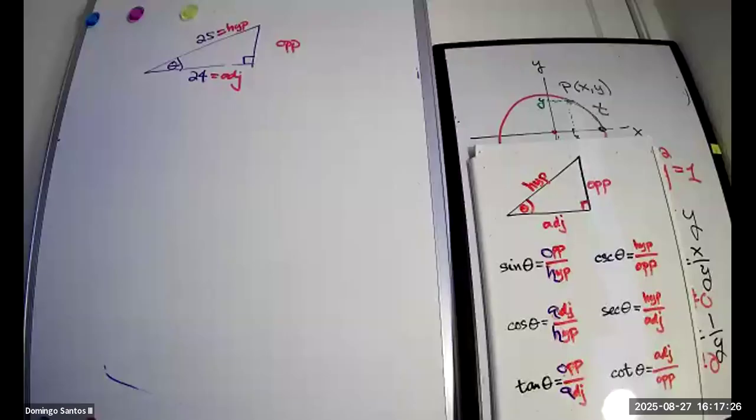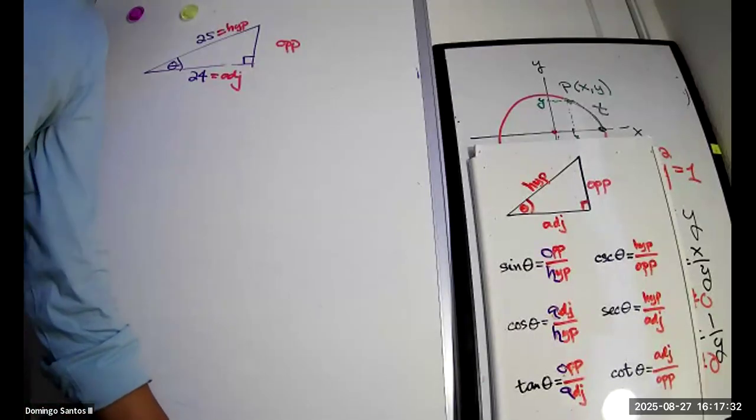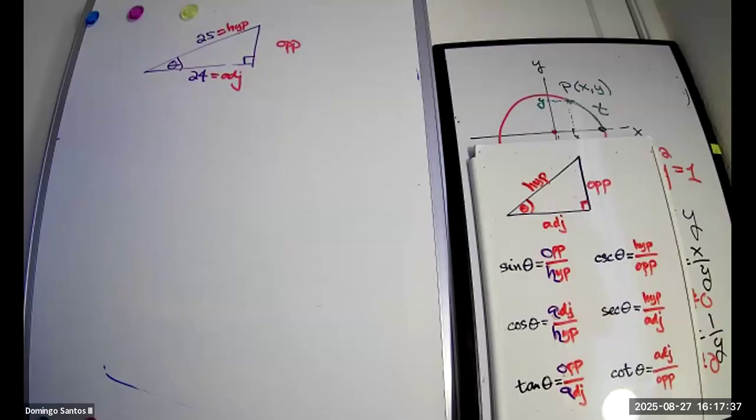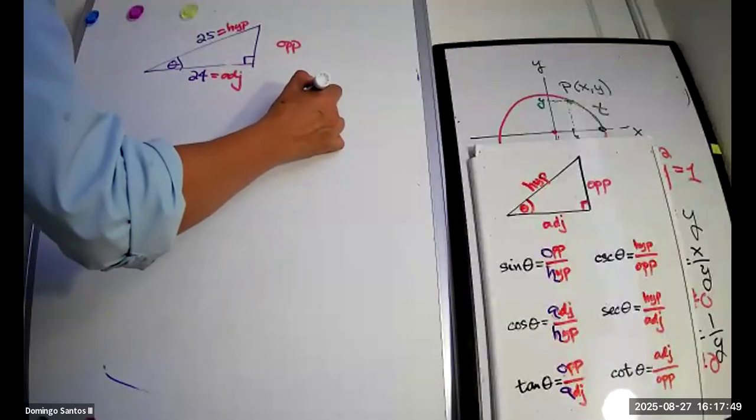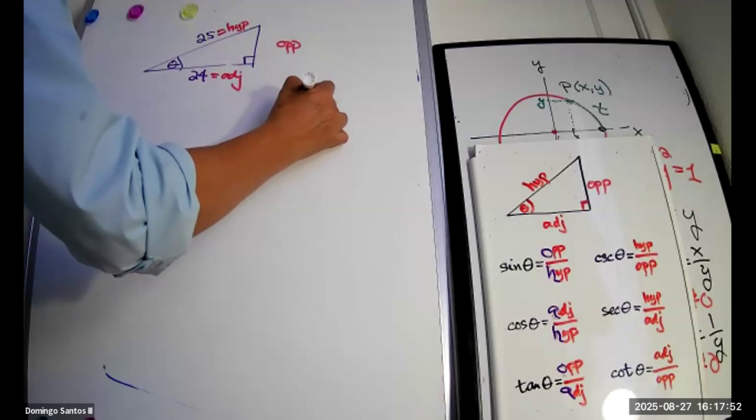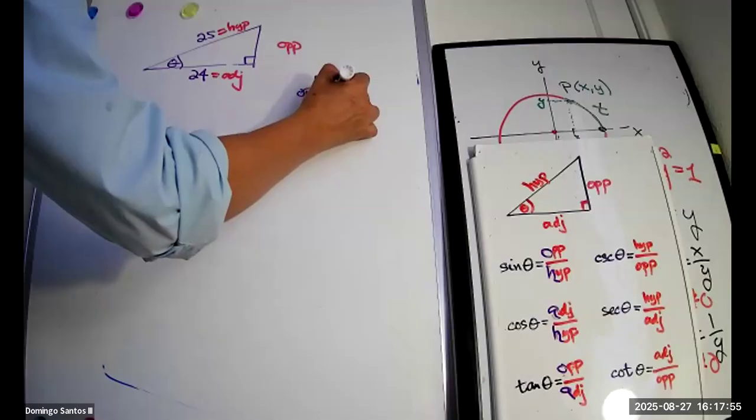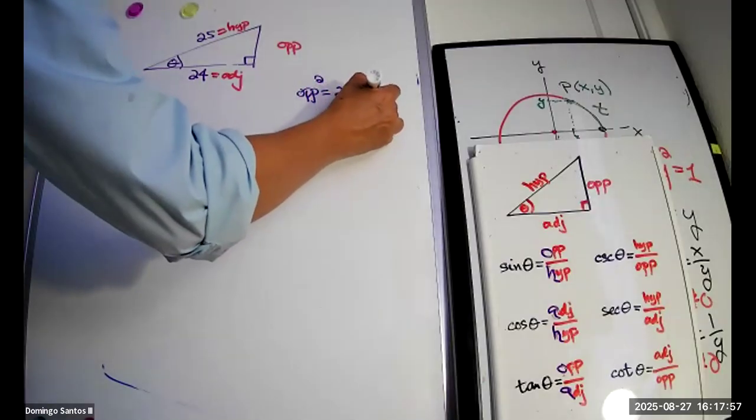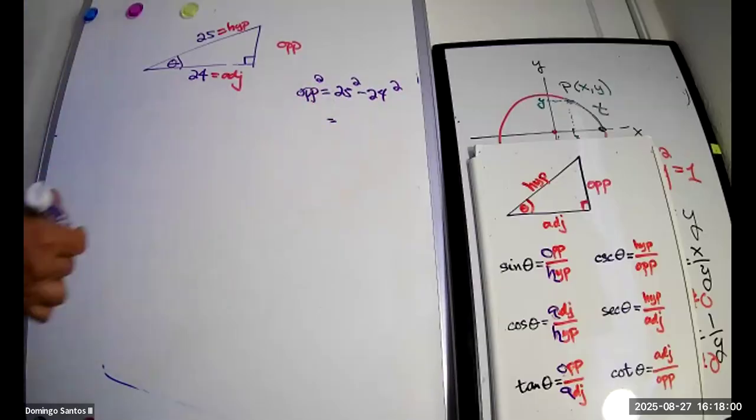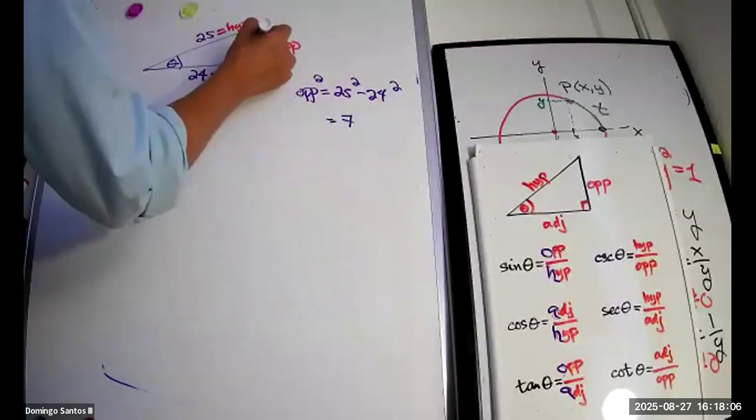Do we have the value for the opposite side? No. Can I get the value for that, Jessica? Yeah, using the Pythagorean theorem. Very good. Can you try doing that for me? Were you able to get it? If you want to get the opposite, the opposite squared equals 25 squared minus 24 squared, right? I got 7. You got 7? Okay, I trust you.